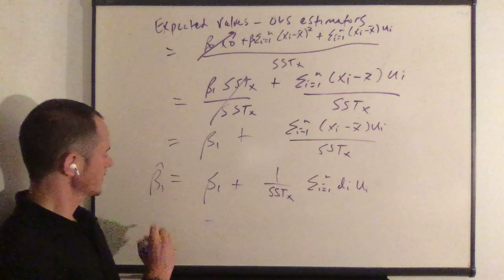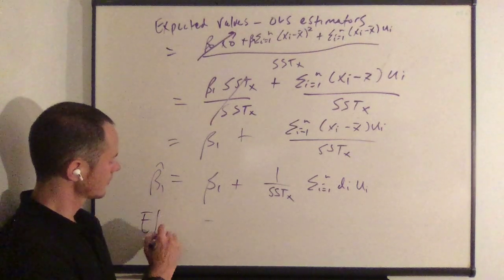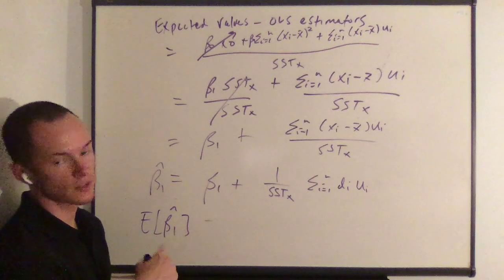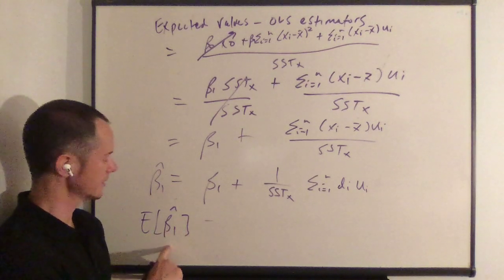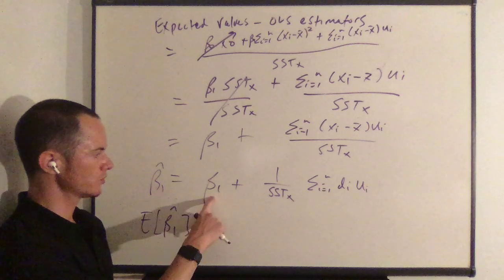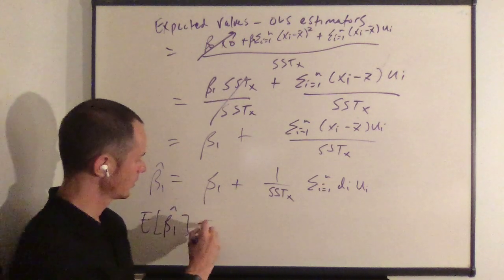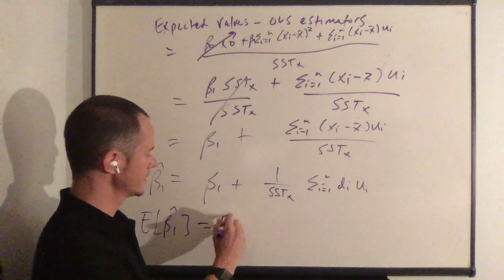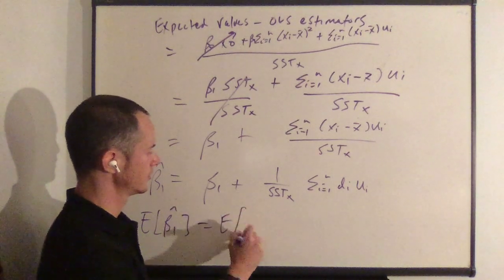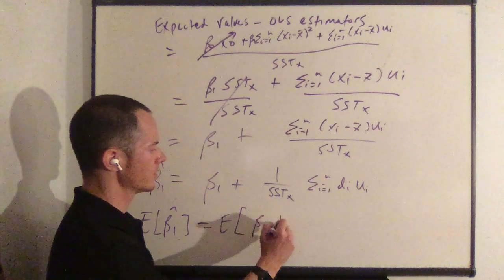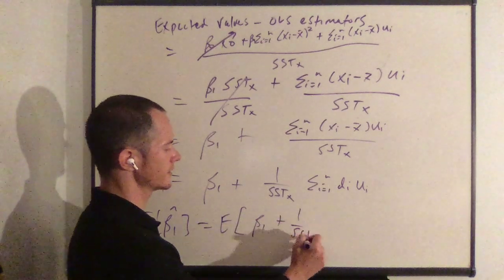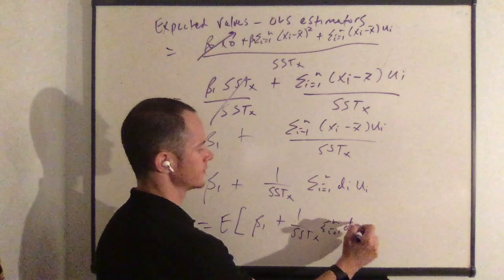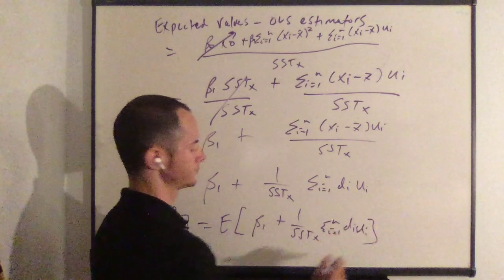Now I'm going to take the expected value of beta 1 hat, right? Because that's what we want to get at, the expected value of the OLS estimator, and show that the expected value of beta 1 hat is equal to beta 1. So the expected value of beta 1 hat is the expected value of this whole thing, beta 1 plus 1 over SSTX, sum from i equals 1 to n of di ui.